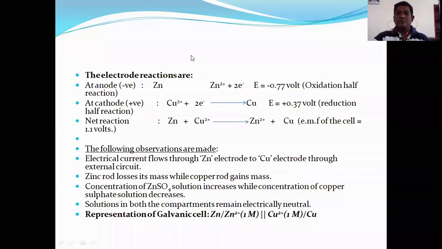Friends, this is the basic concept of electrochemistry, galvanic cell reaction, electrochemical cell reaction, where chemical energy is converted into electrochemical energy. The continuation we will see in our next class.